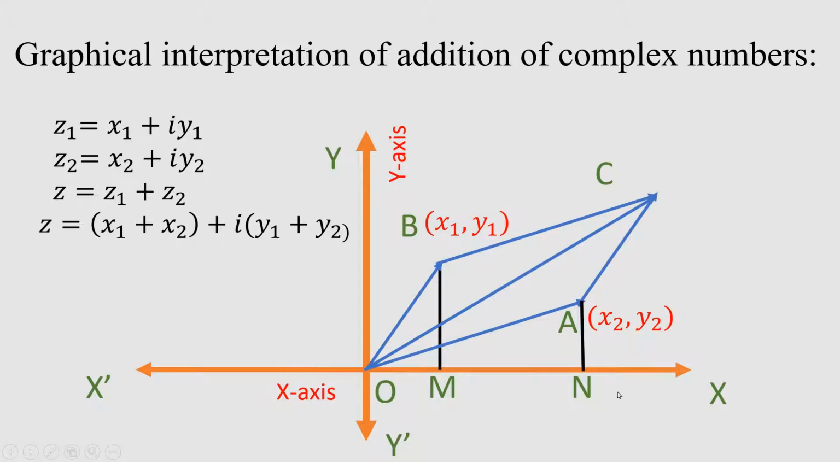and AN on OX, and draw another perpendicular CP on OX, and if we draw a perpendicular from A to CP, then we get a right angle triangle CAQ, and this triangle CAQ is congruent to this triangle BOM. Therefore OM is equal to AQ and BM is equal to CQ.